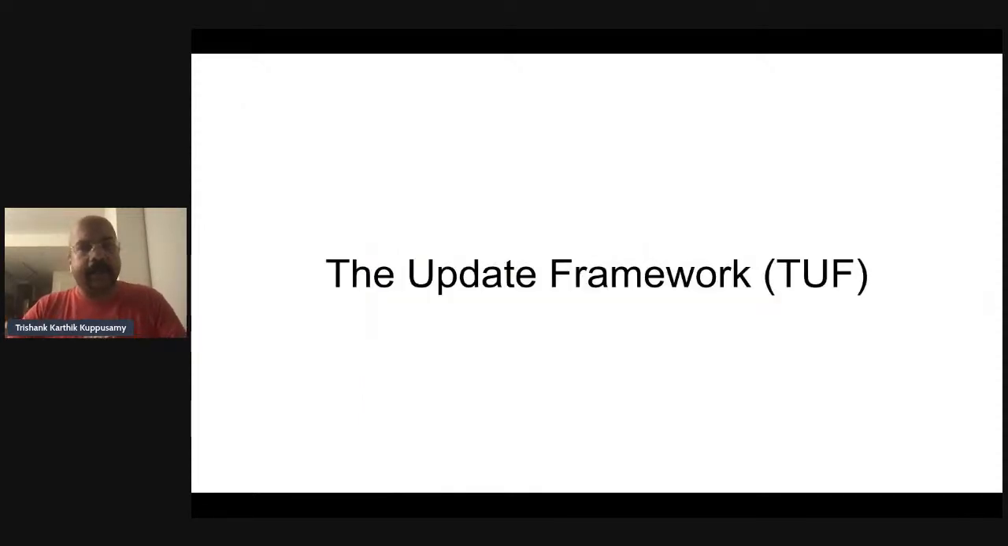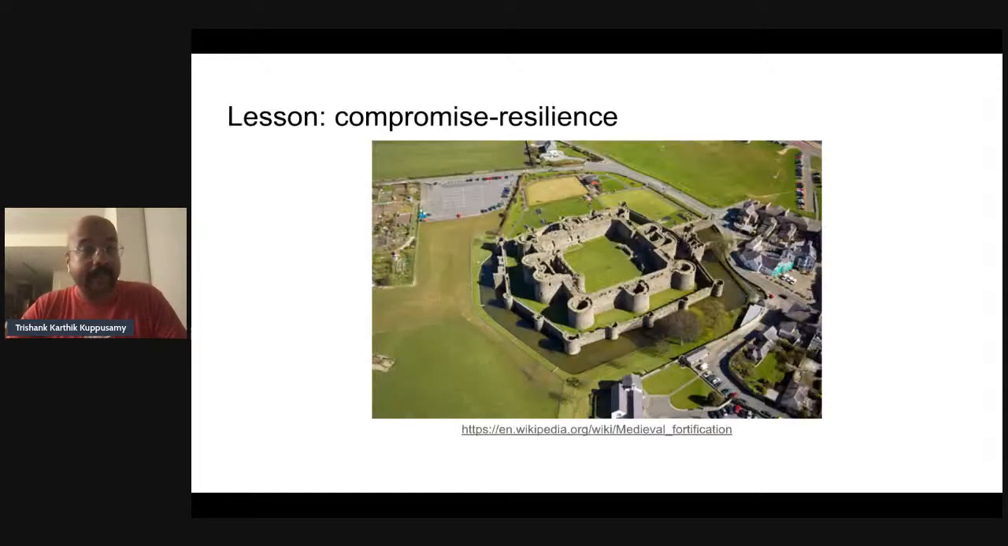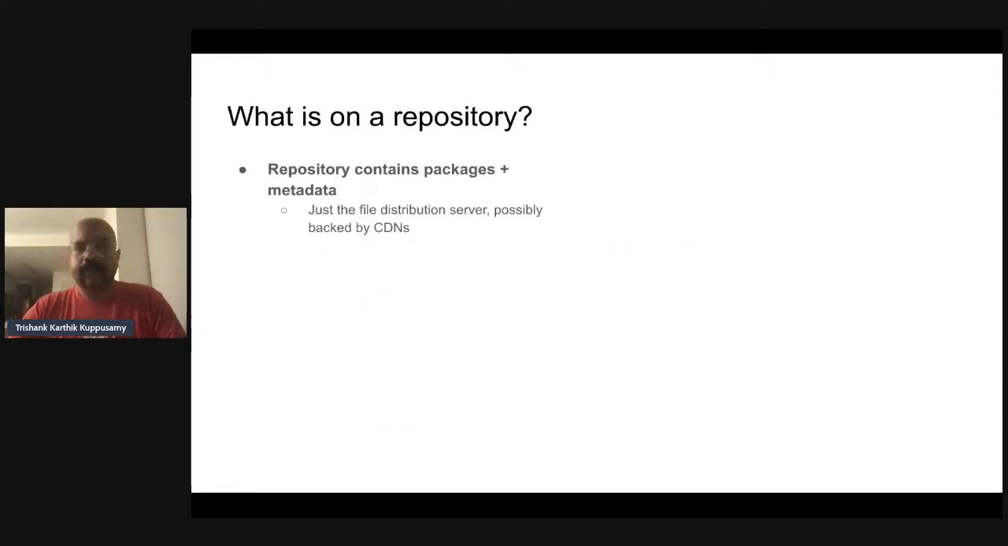Okay, so the claim is the system called the Update Framework, or TUF, can help you build a compromise resilient community repository. So let's take a look at how that works. What the hell do we mean by a repository? A repository is just a server, just a fancy word for a server. It's a file distribution server, possibly backed by CDNs.